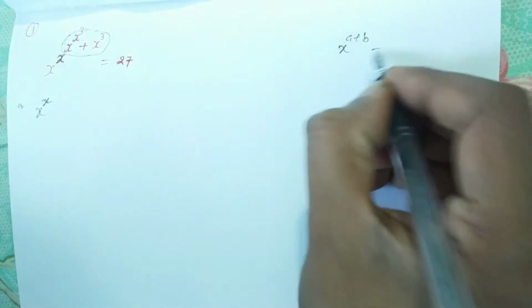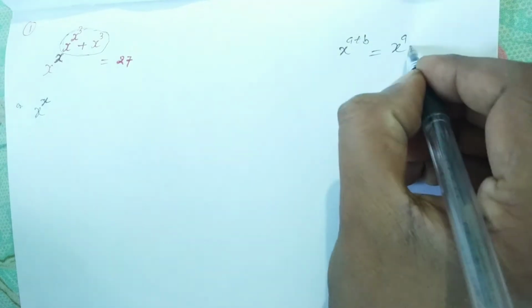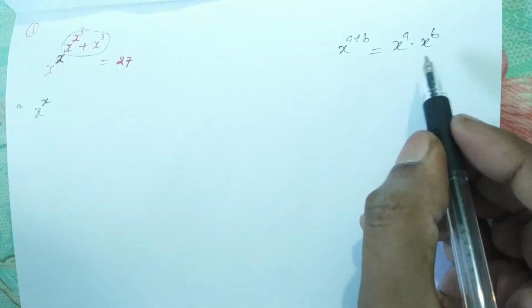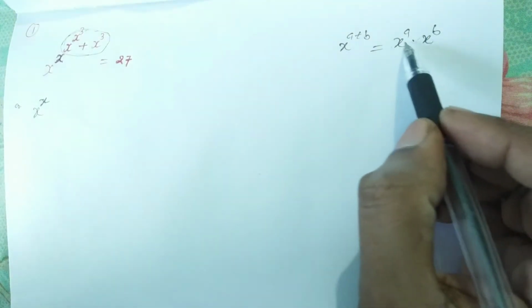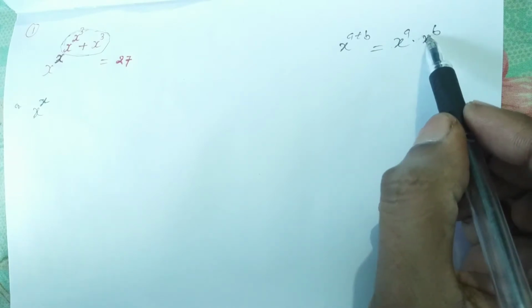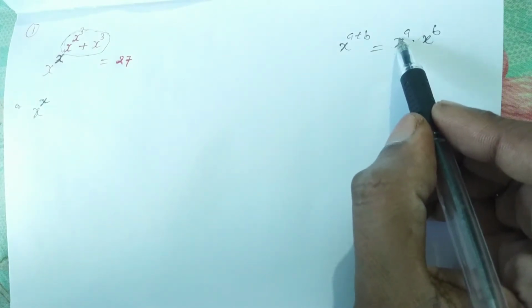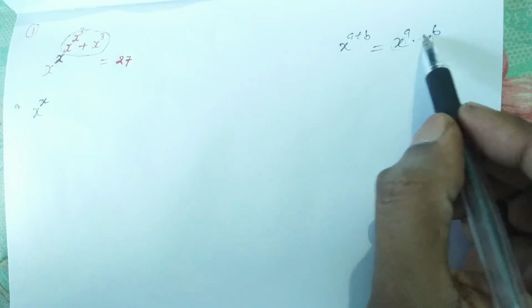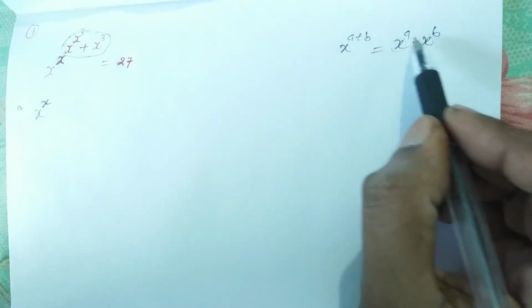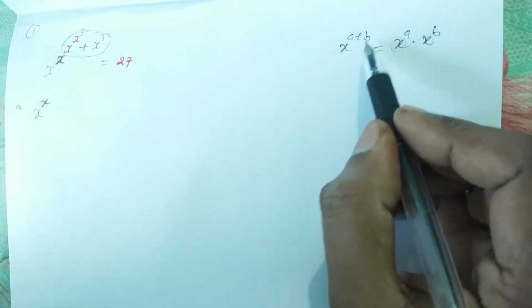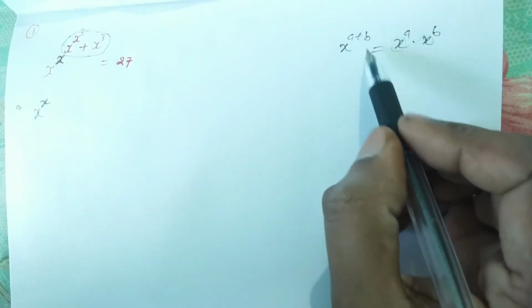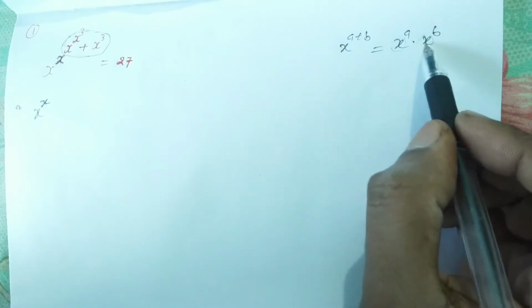So if we have x to the power a plus b, then this can also be written as x to the power a times x to the power b. Because, as we know by the law of indices, if we have the same base in the form of multiplication, then we add their powers. So you can see here, they have the same base x and they are multiplied, so we can add their powers. So finally we have x to the power a plus b. This x to the power a plus b can also be written as x to the power a times x to the power b.